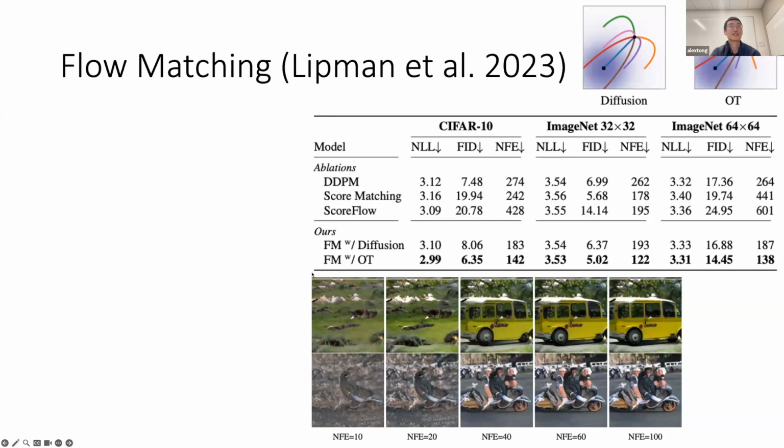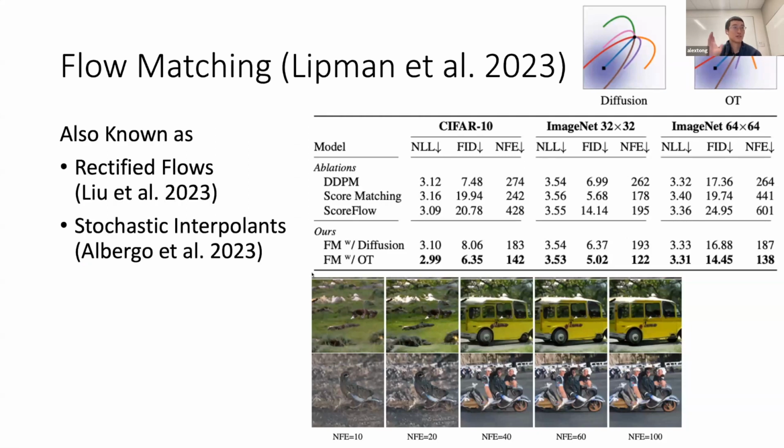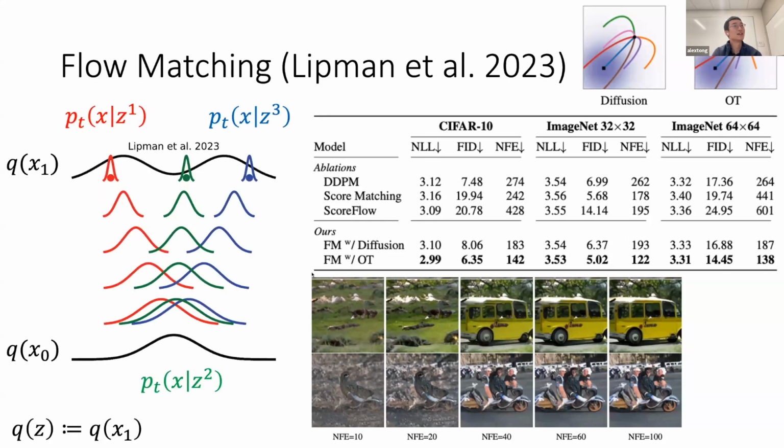Okay, so how does this work? That's also known as rectified flows and stochastic interpolants, other names for flow matching. These were invented at the same time by different groups. Okay, so here's how this works. Here's q(x1), which is considered data. q(x0) is a normal distribution.